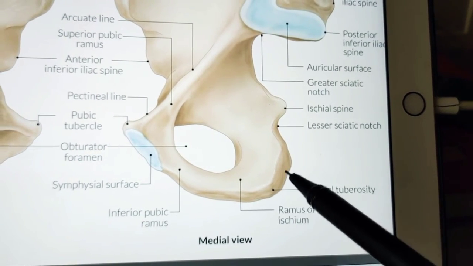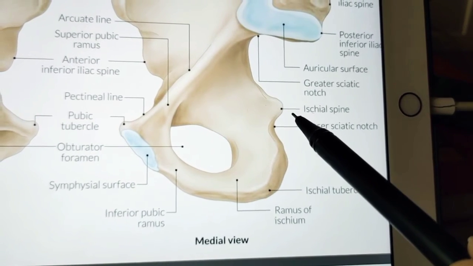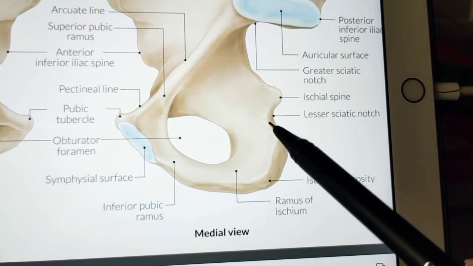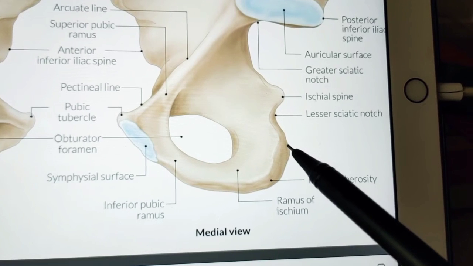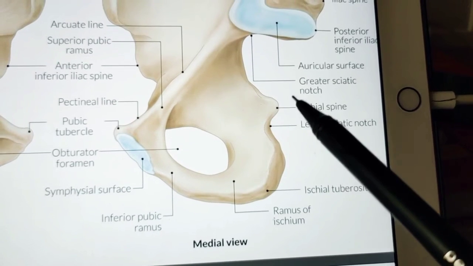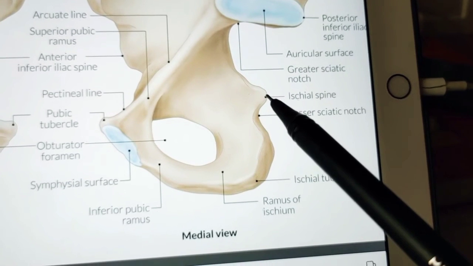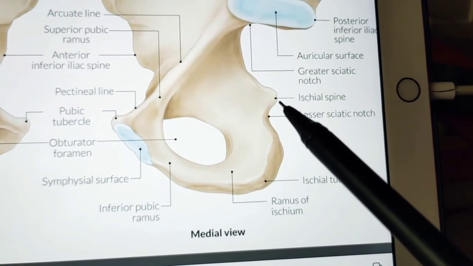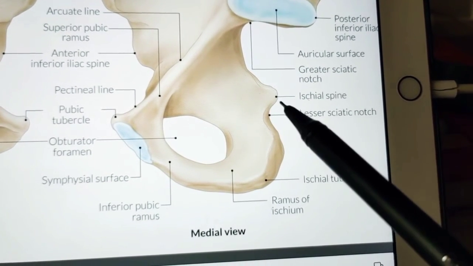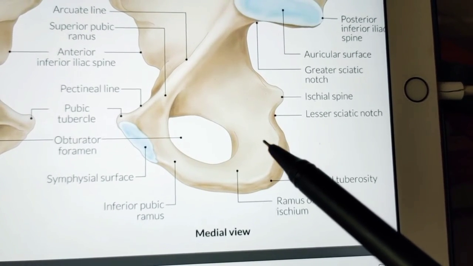And below the spine, this one is the ischial spine, right? So below the ischial spine, yeah, below the spine the posterior margin shows a projection and it is called the ischial spine. They are talking about the posterior inferior iliac spine, right? So below the posterior inferior iliac spine you will find the ischial spine, okay? And below the spine the posterior border shows a concavity called the lesser sciatic notch. This is the lesser sciatic notch.